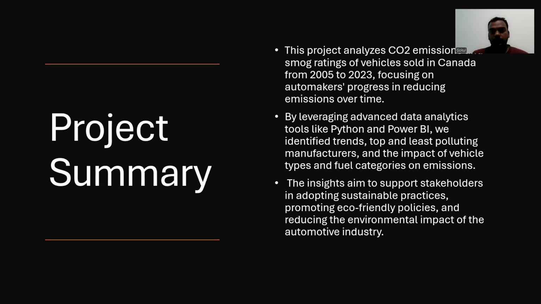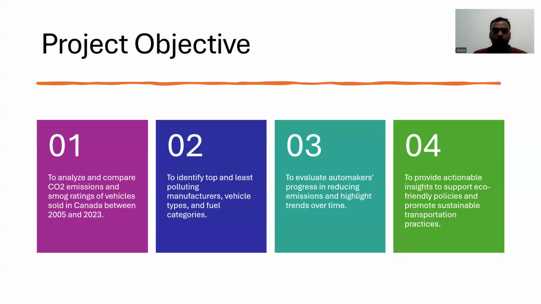So this is the project summary. The project analyzes CO2 emission and smog ratings of vehicles sold in Canada, and the automakers' progress in reducing emission over time. We have used tools like Python scripts and Power BI, created dashboards, and identified the trends from top to least polluting manufacturers and the fuel categories of emissions. And we have created some insights to support the stakeholders in adopting practices which will promote eco-friendly policies and reduce the emissions in the automotive industry.